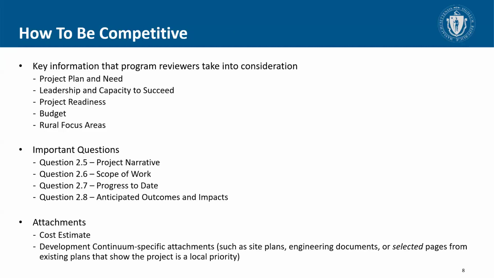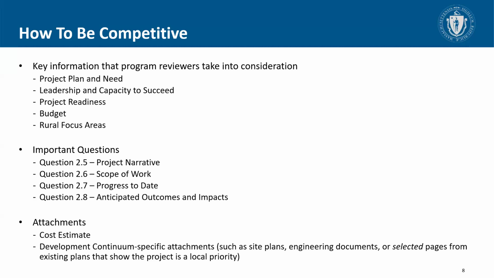Here are some tips for how to be competitive. What is the key information that program reviewers will take into consideration? Reviewers will consider the project plan and need, leadership and capacity to succeed, project readiness, budget, and rural focus areas. The evaluation factors for each of these can be found in the program guidelines.